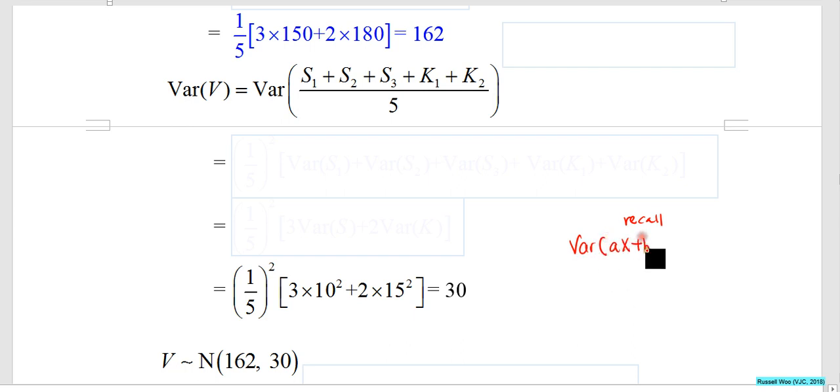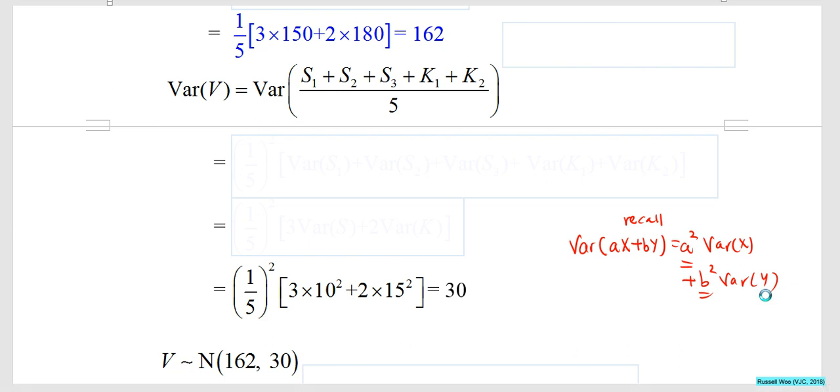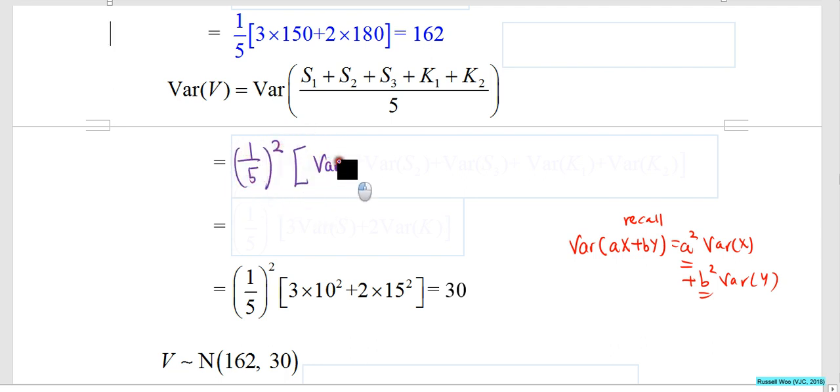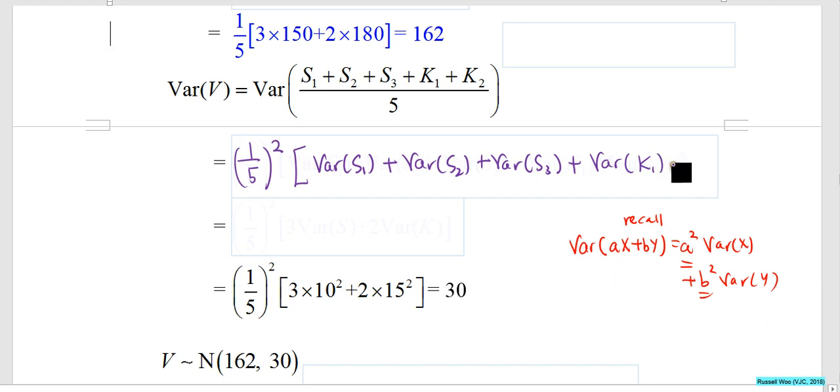Variance of aX plus bY is a squared variance of X plus b squared variance of Y. So now this is for 2 independent variables. Now we have 5 variables. So I think all I need to say is you must not forget your square. So it's 1 over 5 squared times the variance of S1 plus the variance of S2 plus the variance of S3 plus, copy, don't talk. Now, from here, what is the variance of S1? What is the variance of S2? What is the variance of S3? You will sum it. These are 3 variances.